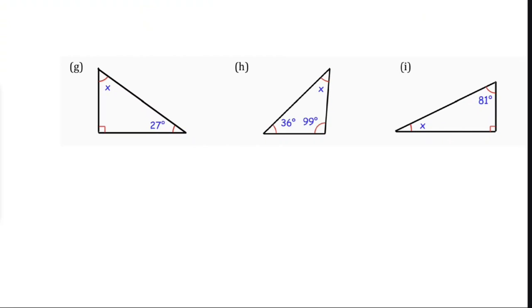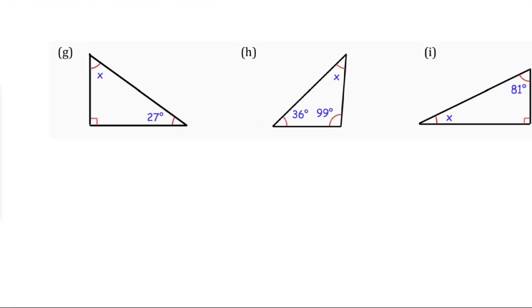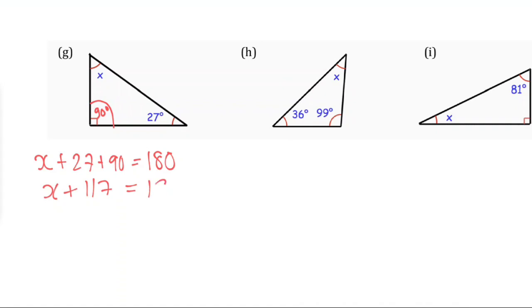So just a final set of questions here. Let's look at G. Again, you've got two angles labelled, but we know that this quarter turn is going to be 90 degrees. So you've got x plus 27 plus 90 is equal to 180 because that's how many degrees are in a triangle. So you've got x plus 117 degrees is equal to 180 degrees. If we solve for x, minus 117 from both sides, x should be equal to 63 degrees. We're basically saying what plus 117 is equal to 180.